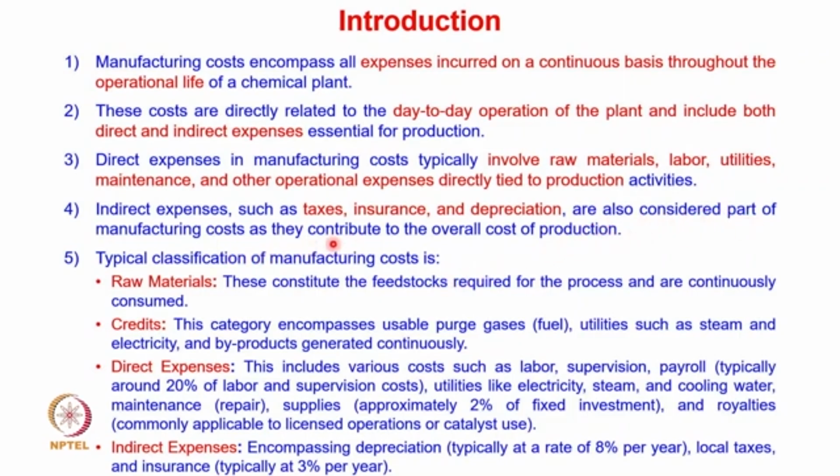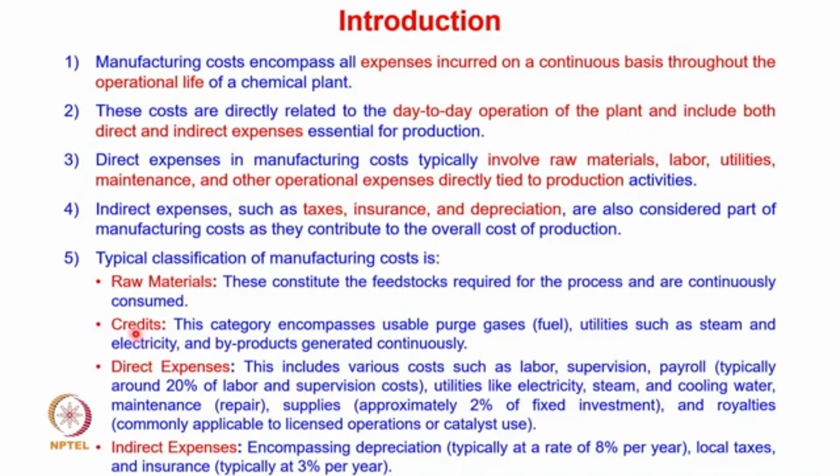So if you look at even these indirect expenses, these also contribute to the overall cost of the production. Okay, so the typical classification of the manufacturing cost: raw material cost is the major cost. These constitute the feedstocks required for the process and are continuously consumed. So whatever raw materials are purchased, that cost is included in the raw material cost.